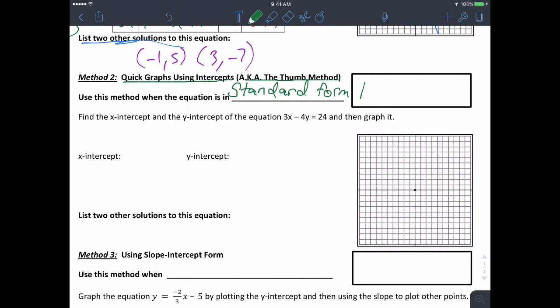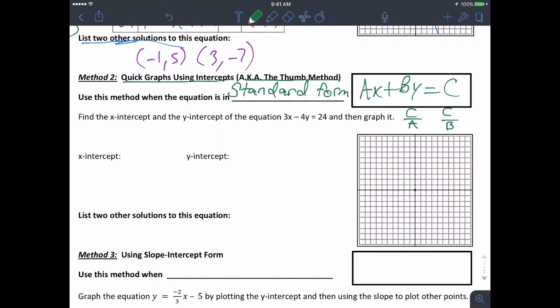All right, so standard form is ax plus by equals c. Now remember, when you do have it in standard form, you do want to make sure that c is divisible by a and c is divisible by b for this to work. So looking at this equation right here, 3 and -4 both go into 24 evenly, so we can use these.